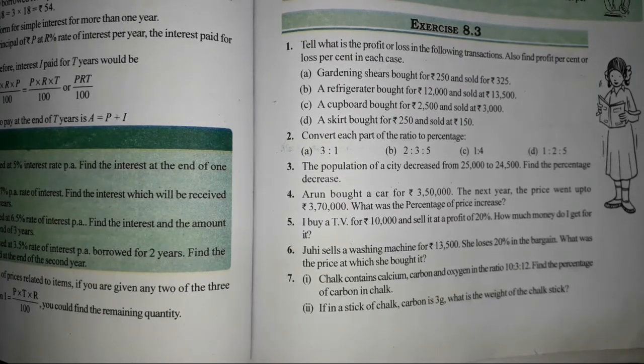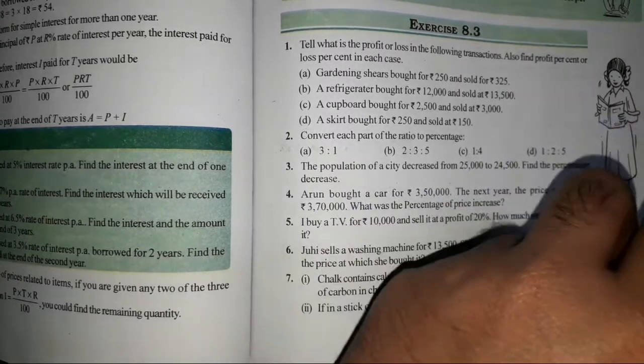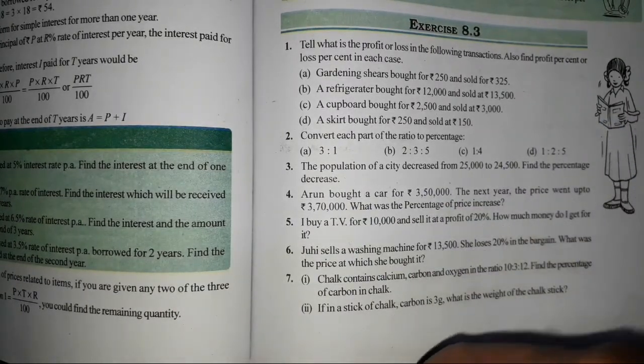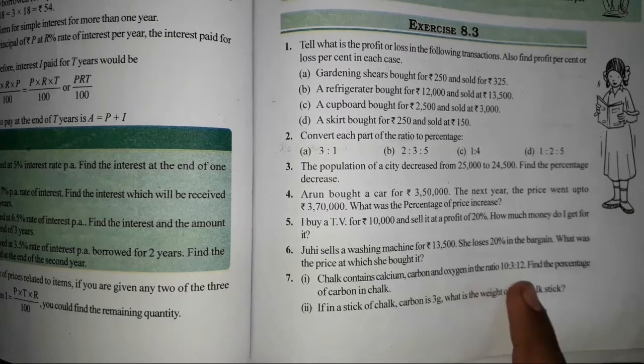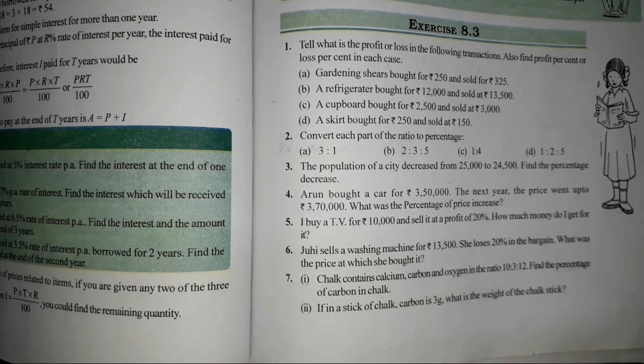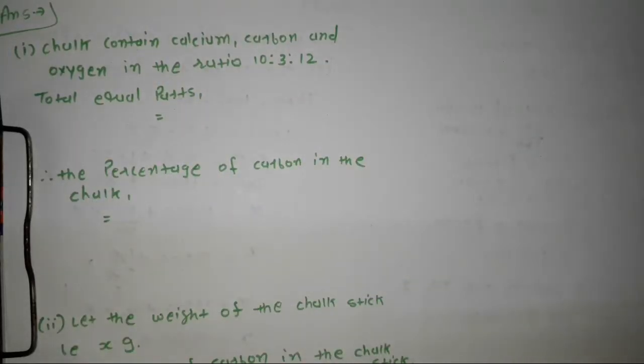So for that, as we did in question number 2, whenever this type of ratios are given, first we find the total parts, because from that we can understand the total number of parts, and from that total, how many parts are there for carbon. So our first step will be: chalk contains calcium, carbon and oxygen in the ratio of 10:3:12, which is given. Then total equal parts.